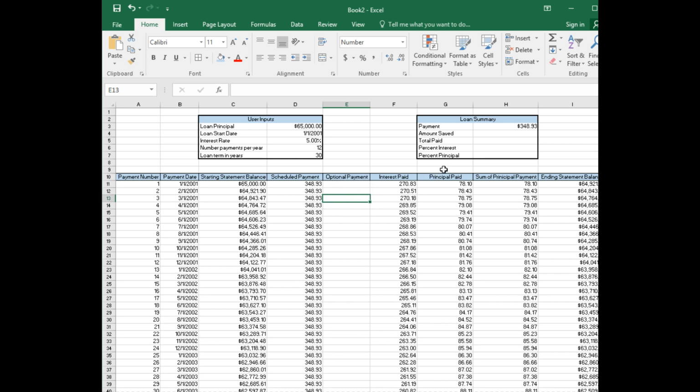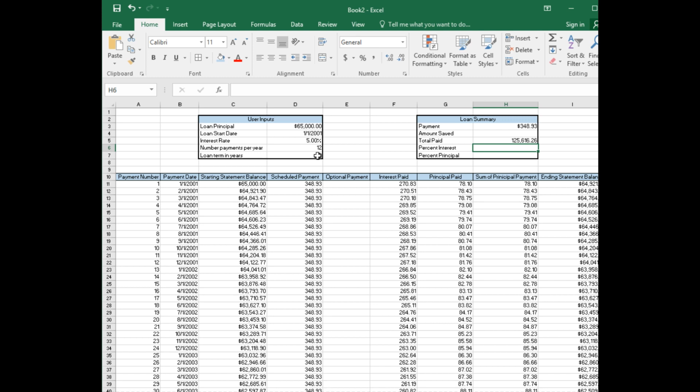All right, so let's fill out these remaining boxes. And well, the total we pay is going to equal, just as we saw before, the scheduled payment, and we want to multiply that scheduled payment by the total number of payments, which is the number of payments we make in a given year, multiplied by the number of years we're doing this.